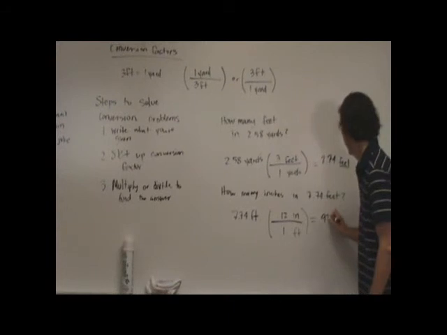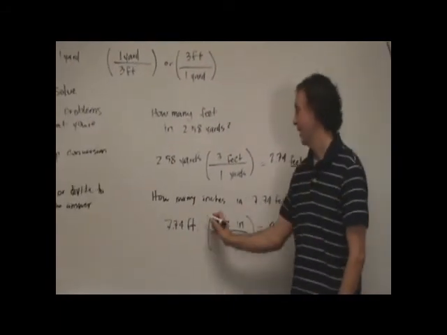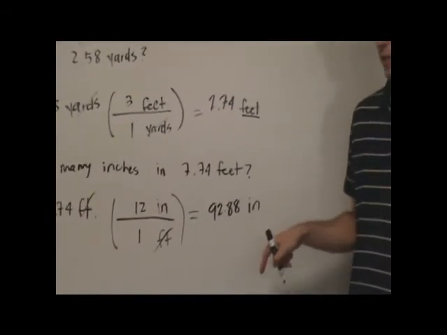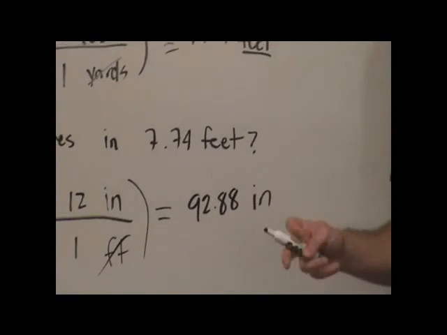92.88. Super. 92.88 what? Inches. Inches, because you see that feet has canceled out, feet on top, feet on bottom. Always remember that every answer has to have units on it. Fair enough, right? Questions, concerns, or feelings?